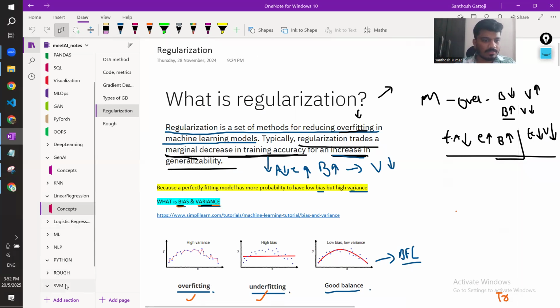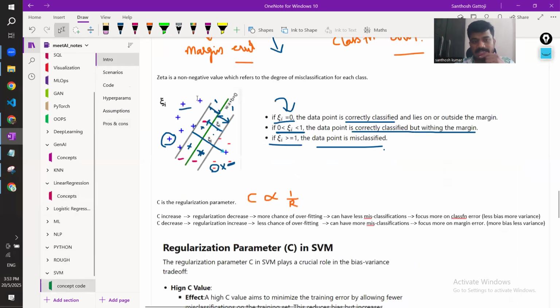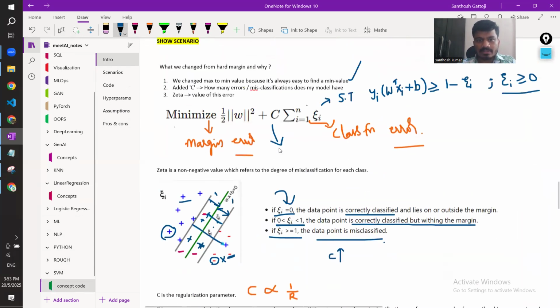Now coming back to our concept, I'm saying C over here is the inverse of R. That means if the C value increases, R will decrease, or if R increases, C decreases. The reverse of it. Now let's try to understand this. When I'm saying C is increasing, that means the value of C I'm taking is a bigger value.